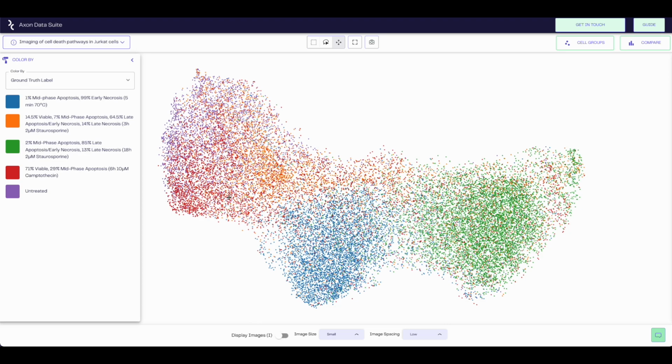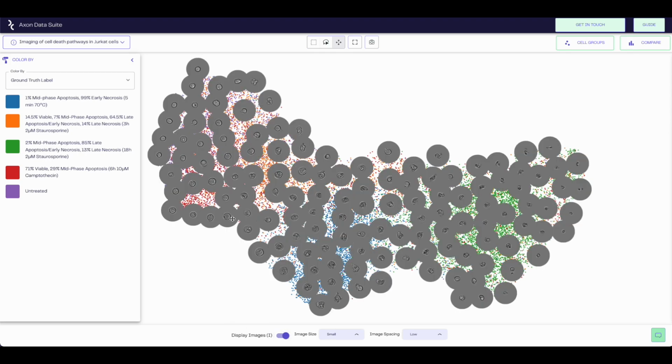Camptothecin treatment, in red, induces apoptosis. At 6 hours of 10 micromolar treatment, 30% of cells are in mid-phase apoptosis. Cell morphology has shifted, including swelling and increased granularity.